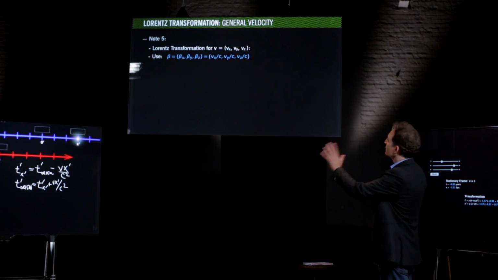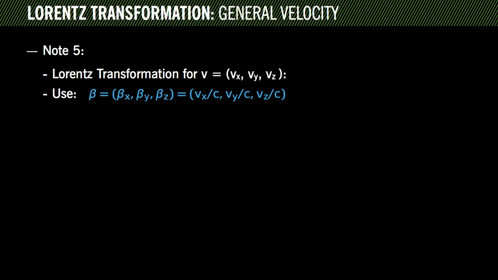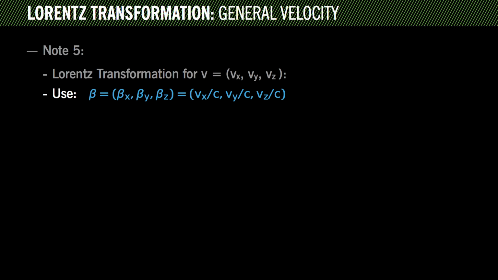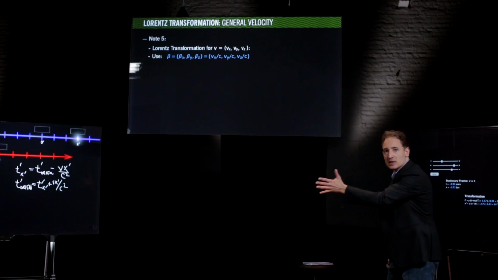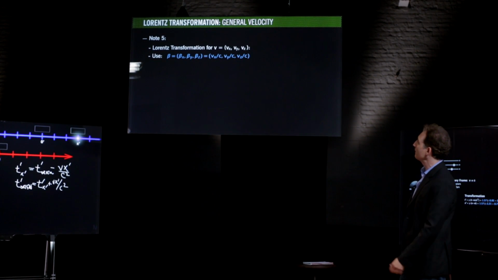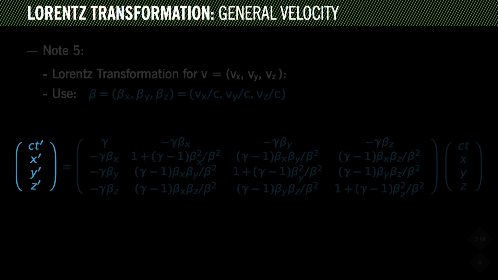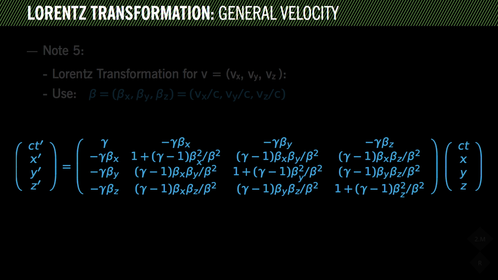Here is what the Lorentz transformation looks like in that case. To make the formula a little easier to read, we introduce this notation beta. Beta x, beta y, and beta z are the ratios of vx to c, vy to c, and vz to c. In terms of the motion of the moving frame, the relationship between ct prime, x prime, y prime, z prime, and ct, x, y, and z takes this form.